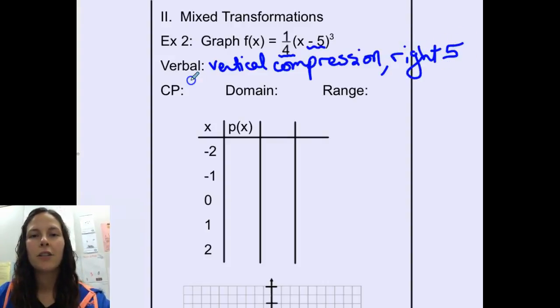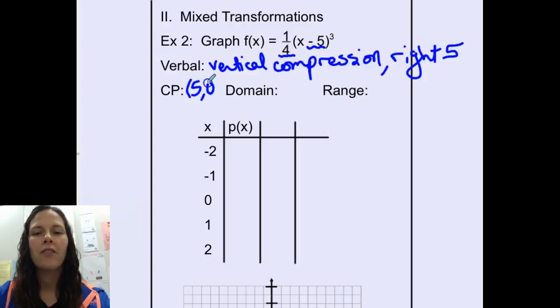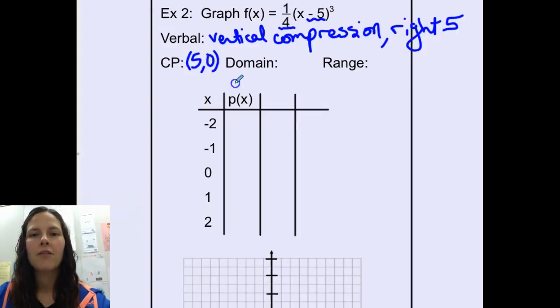As we've seen, the critical point does not change under stretches or compressions, nor does it change under reflections. The only thing that changes our critical points are shifts. In this case, our shift was right 5, so our x value will change to 5 and our y value will remain 0. Our parent function, notice we have after the parentheses the cube, so that is our parent, the x cubed.